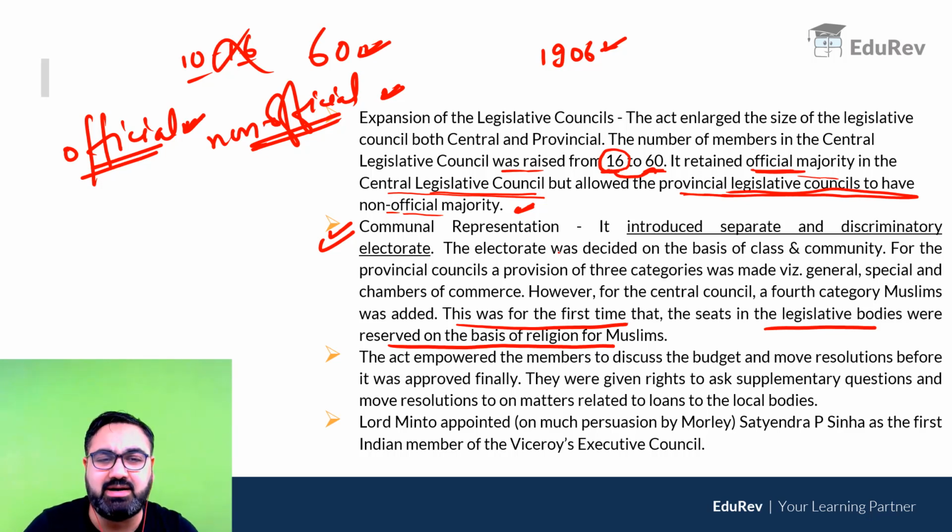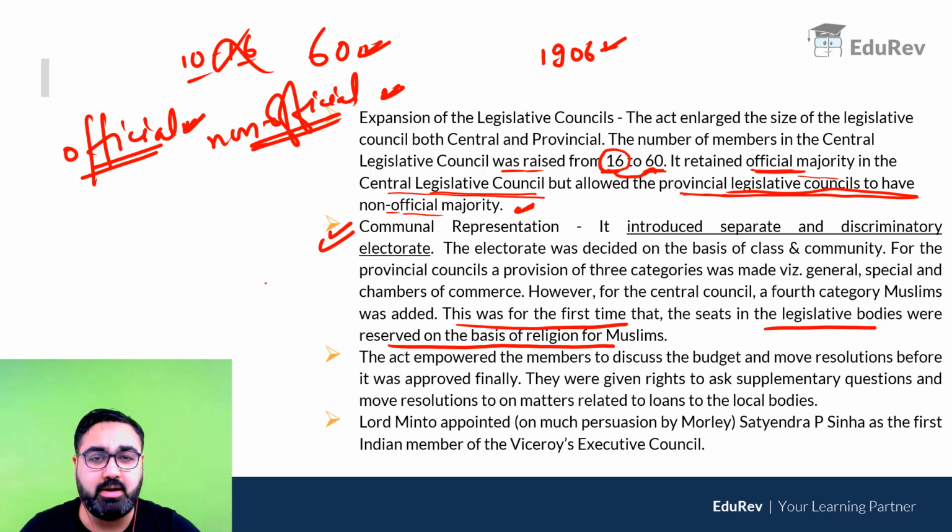And why did the British accept it? Because they liked the policy of divide and rule. They wanted to divide the population on the basis of religion, and they happily accepted this idea of having a separate electorate for the Muslims.